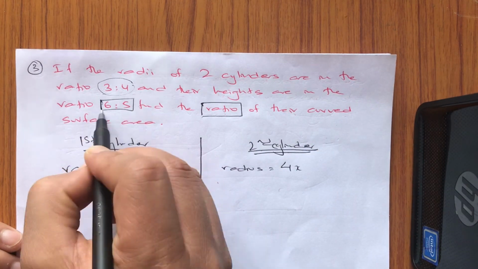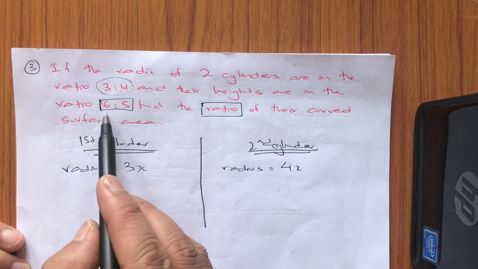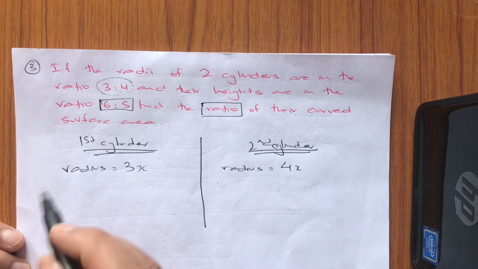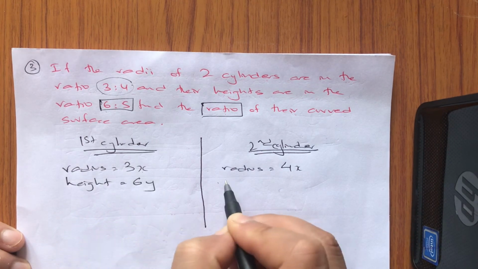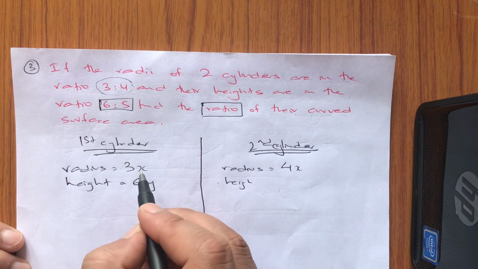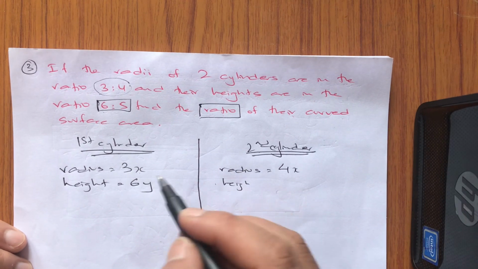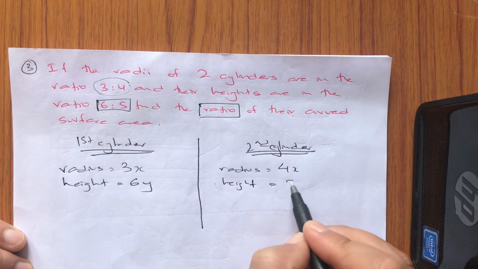The heights also there, but since I've already taken x to denote my radius, I cannot take the same x. I'll have to write something else. So for the height of the first cylinder, let it be 6y, or I can write 6h, whatever you want. Radius, you can write 3r. I have chosen x and y. You can choose r and h also. Height of the second cylinder, again the ratio means 5, so I'll write 5y.